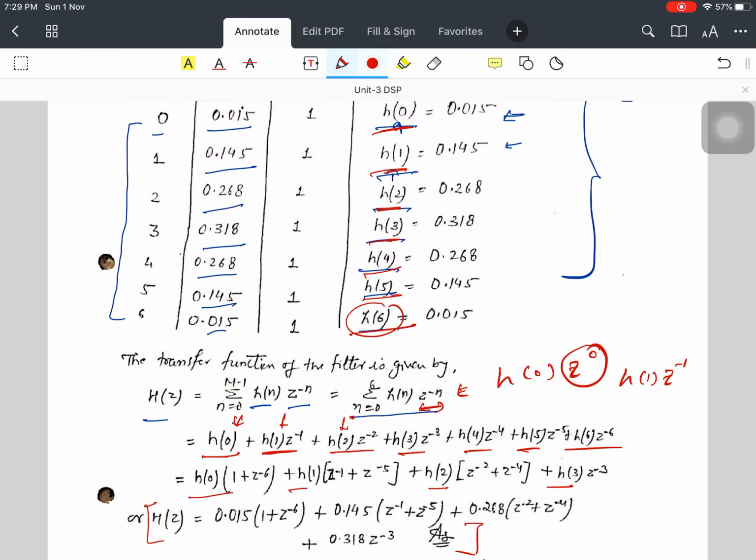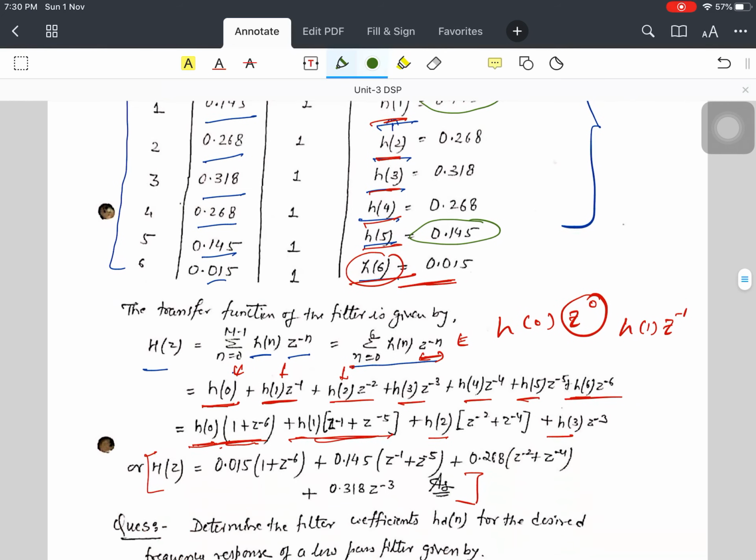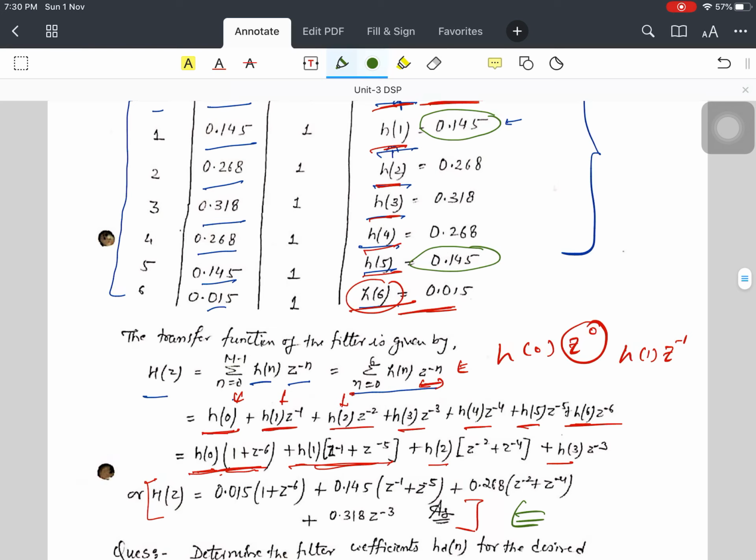Clear? Now, according to this table, you can check over here H0 and H6, both are the same. I am taking this H0 as common because H0 equals H6, so H0 common times 1 plus z to the power minus 6. The same will be for H1 and H5. You can check over here H1 equals 0.145, H5 is also 0.145. So, we will get this answer. This is the designing. Whenever they ask about the digital filter, you have to calculate this H(z).